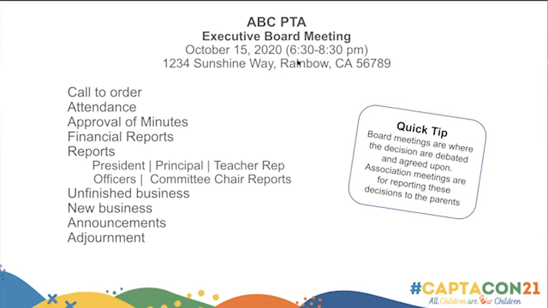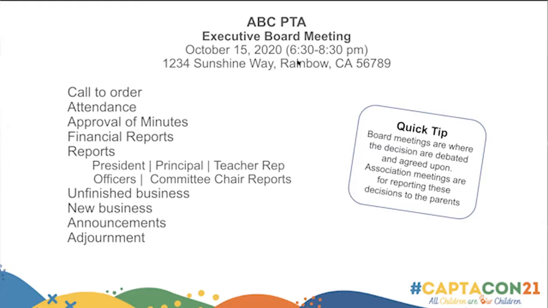Every board member has a fiduciary responsibility and needs to understand those reports. The president's report includes information from council and/or district meetings, and it also includes updates on meetings with the principal or community organizations. The principal and teacher rep reports are given to give them time to share what's happening at your school. And then officer and committee chair reports would take place. For unfinished business, the president presents each item of unfinished business as indicated in the minutes. He or she should not ask, is there any unfinished business? It should already be known what we have.